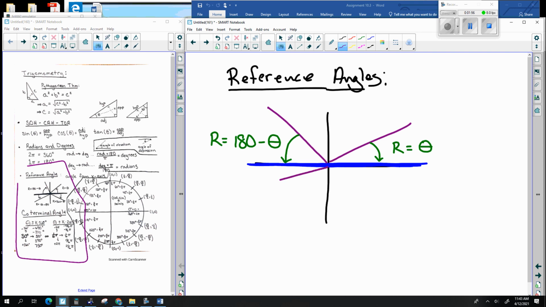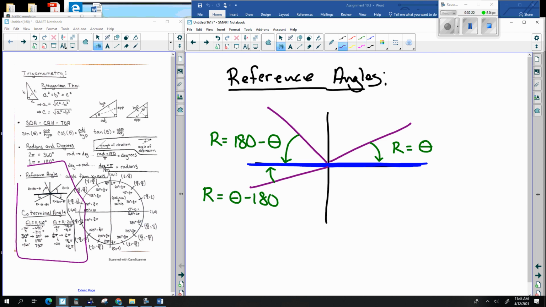If the angle is out here somewhere, this would be the reference angle. And so what that would be is the angle minus 180 degrees. So for instance, if it's at 200 degrees, the reference angle would be 20 degrees.